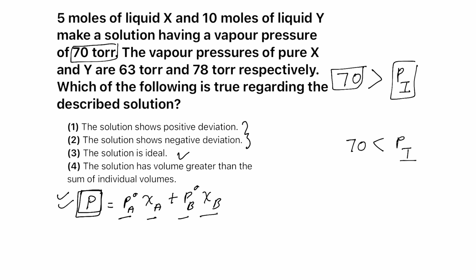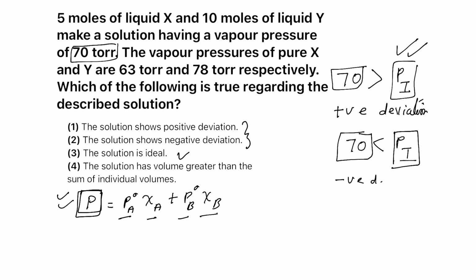If the actual value is greater, then is it positive deviation or negative deviation? If the vapor pressure is greater than the expected calculated value, then it is of course positive deviation, right? You know it. Now, if the calculated expected value is greater than the actual value, which means actual value is lesser than calculated value, then it is what? Negative deviation, right? That you already know. If the actual value is lesser than ideal value or calculated value, then you can say it is negative deviation.